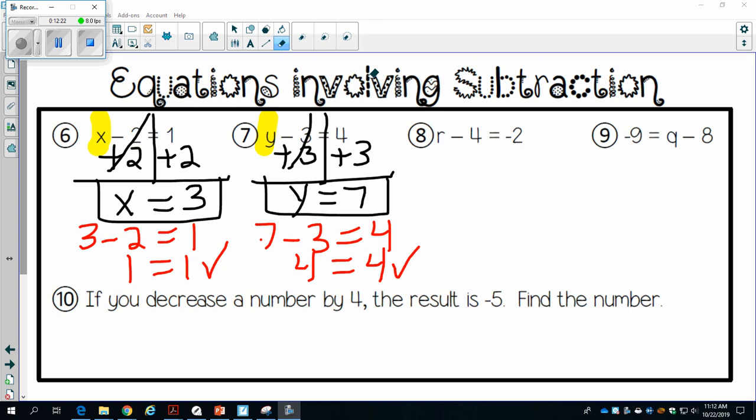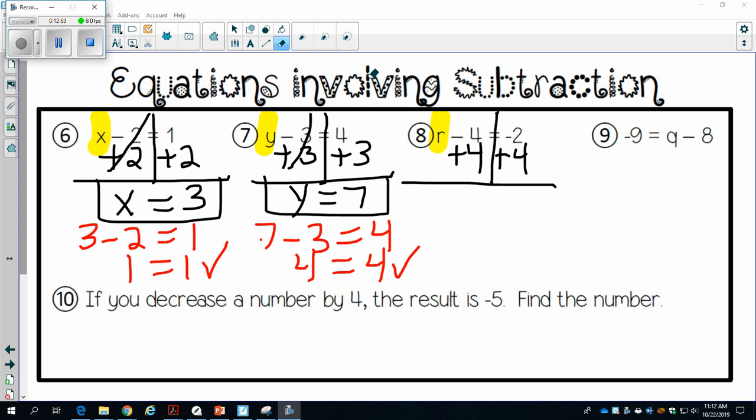All right, now we're going to get into the problem. You'll notice from number 8 that we do have more negatives here. We have a negative on the right side. So, same thing though. I'm taking 4 away from r, and I should get negative 2. So again, I'm going to highlight my variable. And I'm going to undo the subtraction of 4. And I do that by adding 4 to both sides, because our equation needs to stay balanced.